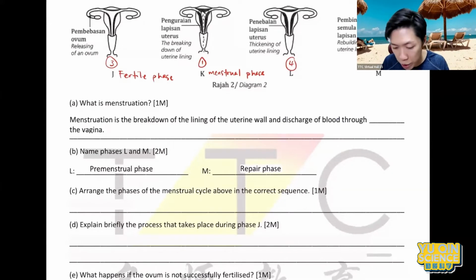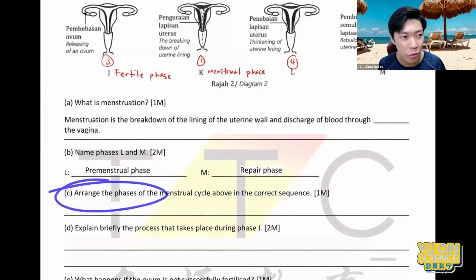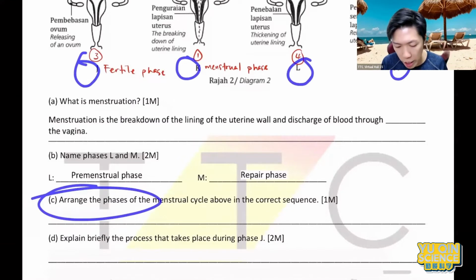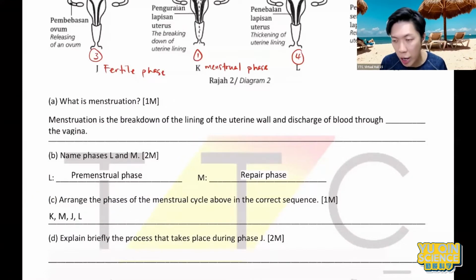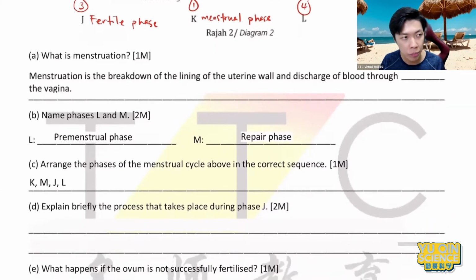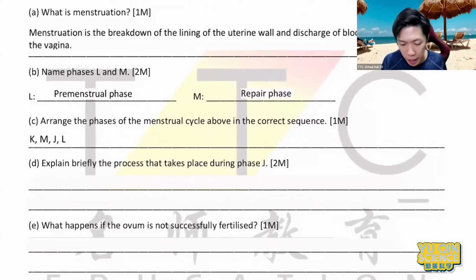Okay, C, we already had the arrangement. You just have to write in correct sequence. Arrange the phases. So we start with K, M, J, L. Just comma, or you want to do arrow also can. Okay. Like, hey, you can't run away from this kind of question.